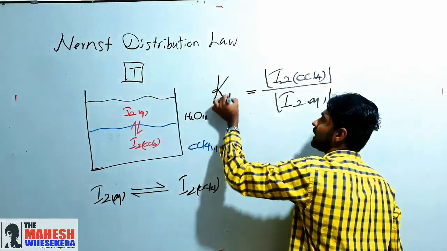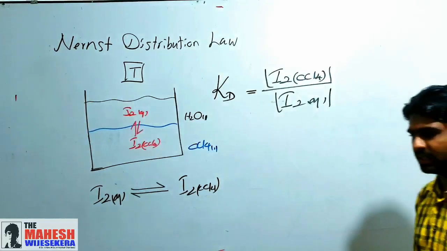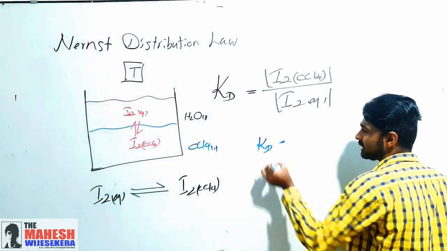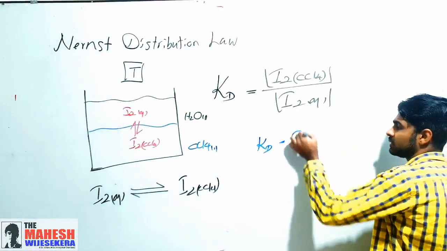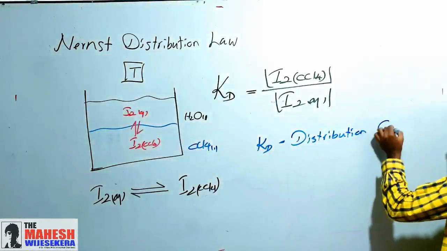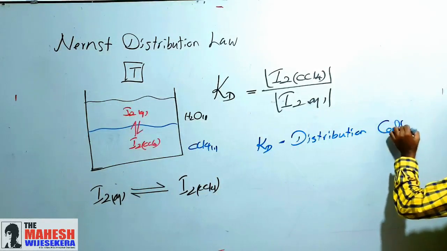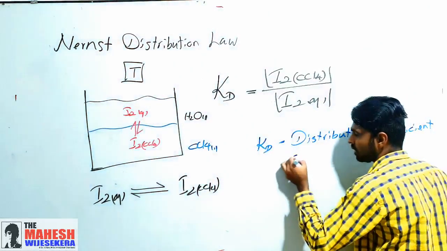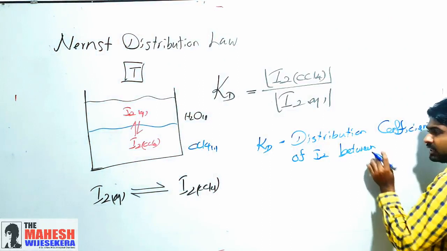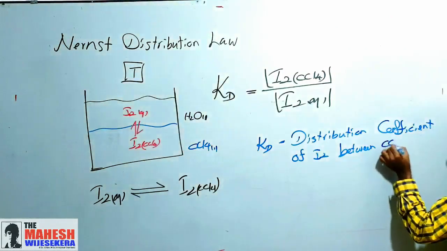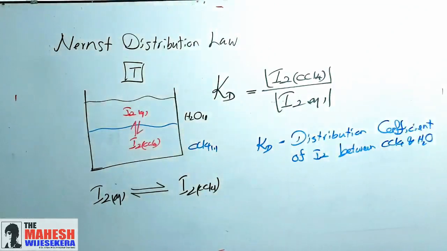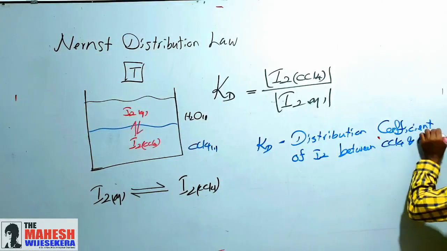This is called Kd, right? That is known as what? Kd, right? So what is this Kd? Kd is the distribution coefficient of I2 between, this part is really important, CCl4 and water. Distribution coefficient of iodine between CCl4 and water.